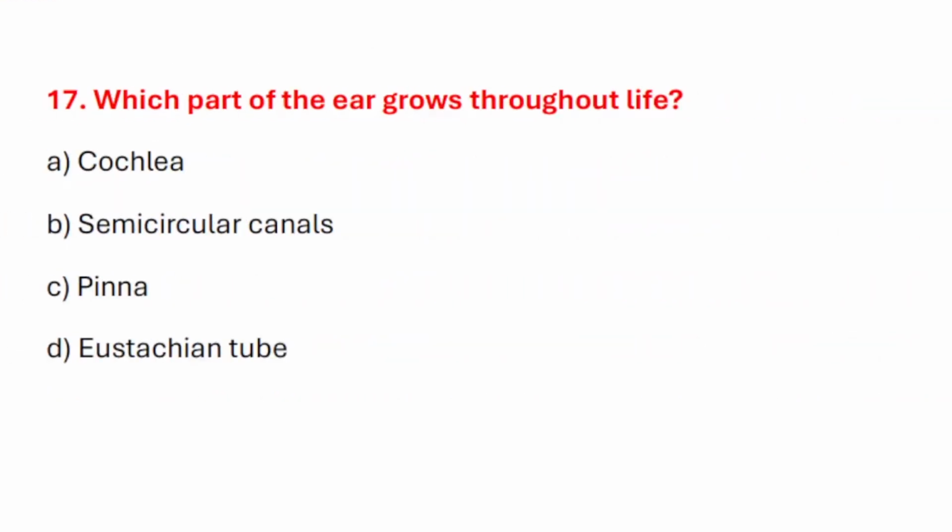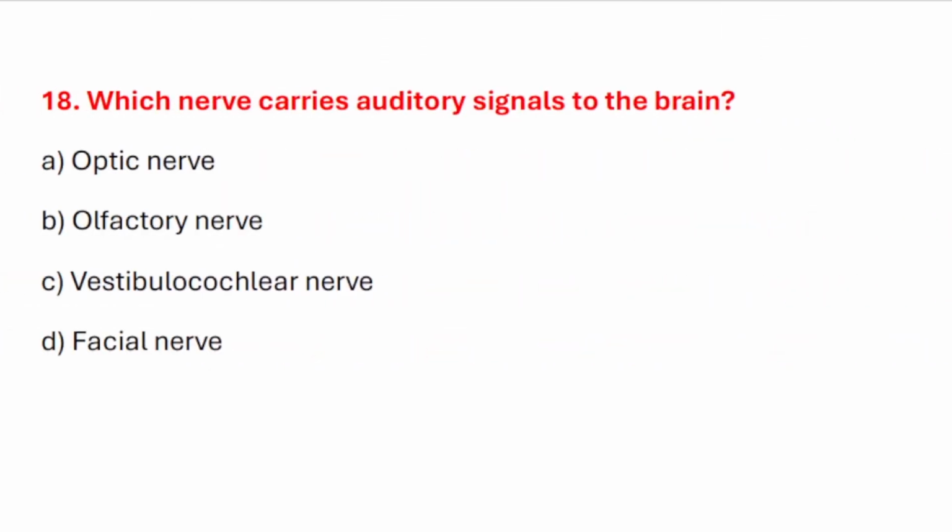Question number 17. Which part of the ear grows throughout life? Correct answer is option C, pinna. Question number 18. Which nerve carries auditory signals to the brain? Correct answer is option C.